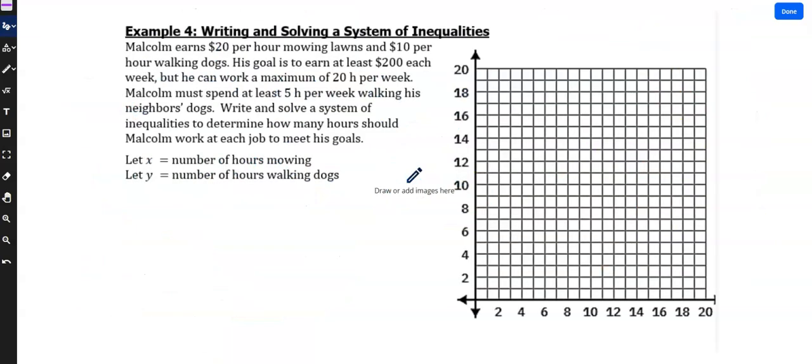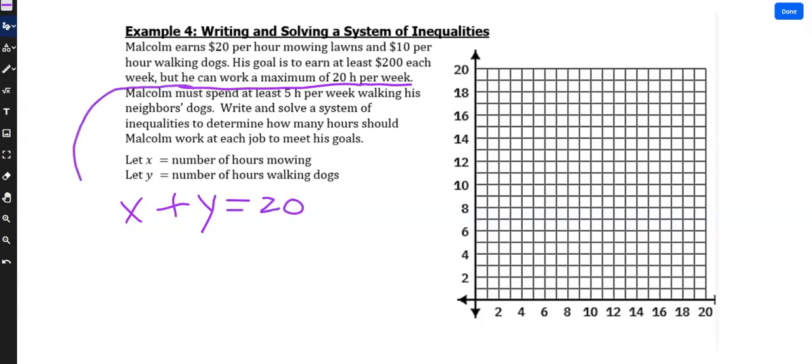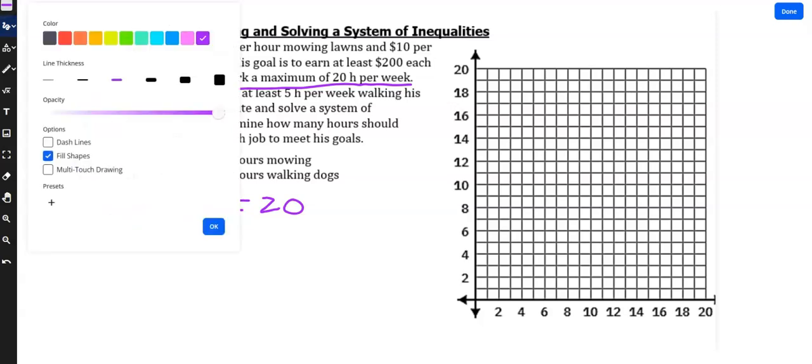Okay, Malcolm earns $20 per hour mowing lawns and $10 per hour walking dogs. His goal is to earn at least $200 each week, but he can work a maximum of 20 hours per week. So, right there is an equation. He can work a maximum of 20 hours per week. That's the number of hours that he gets for mowing and the number of hours he does dog walking is a total of 20. That's what I got from that information.